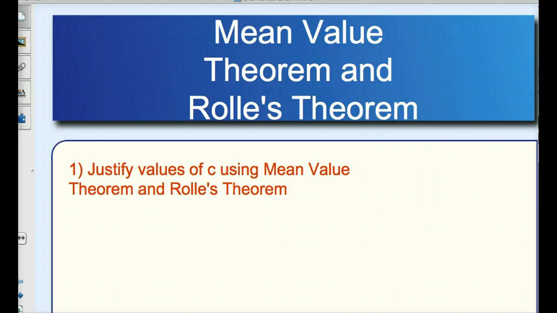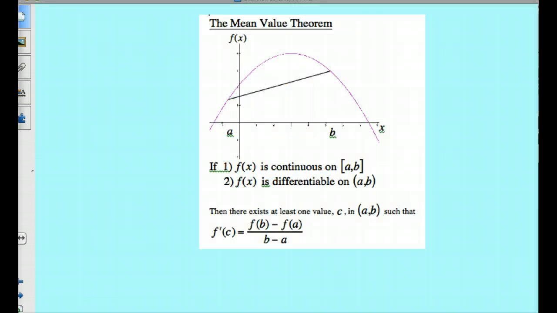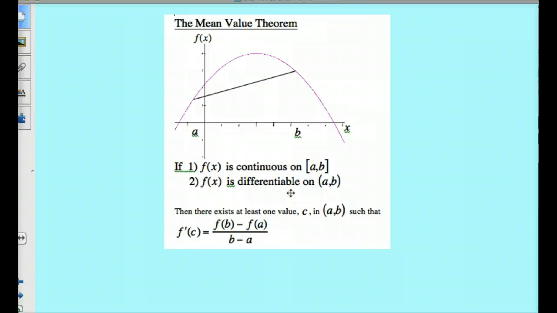Hello ladies, so let's take a look at these two new theorems. One is called the mean value theorem, and then there is a specific case of the mean value theorem called Rolle's theorem. So let's start with the general one, mean value theorem right here. So what we see is that we have a curve and then we have a straight line between 2 points.